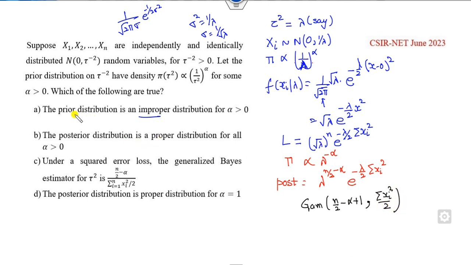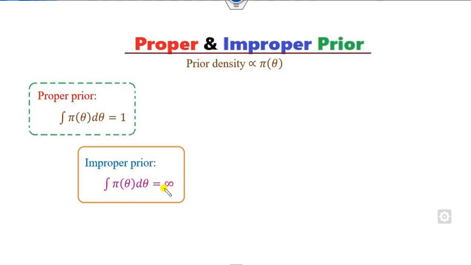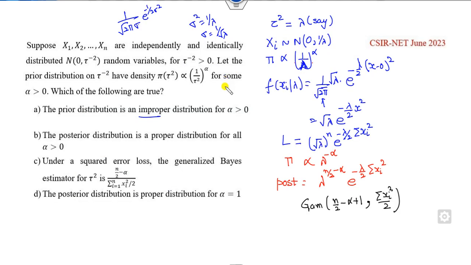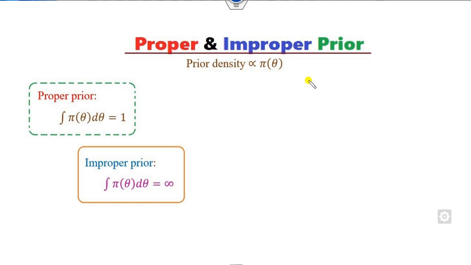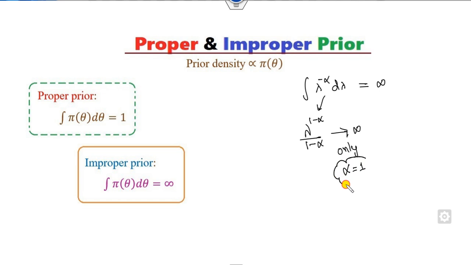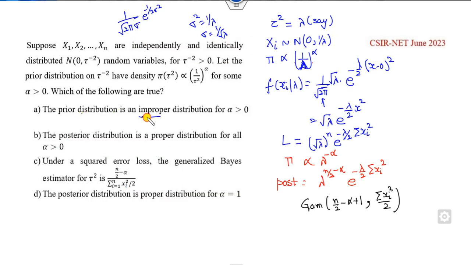Now look at the options. The prior distribution is improper. How can you check the improper? As I told you, improper means if you integrate it, it must be infinite. So what is the prior distribution? Lambda raised to power minus alpha. If you integrate it, it must be infinite. So you can check that. It is lambda to the power 1 minus alpha over 1 minus alpha. This goes to infinity only when alpha is 1. So the prior distribution is improper for all alpha. That is not correct. It is only when alpha is 1. The posterior distribution is a proper distribution for all alpha. Okay, fine. That we will see under the squared error loss.